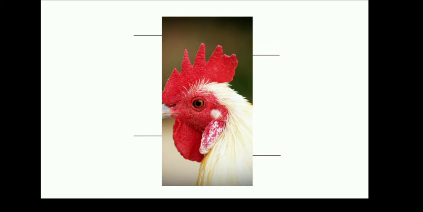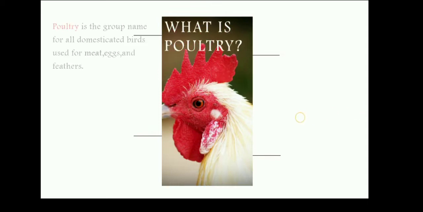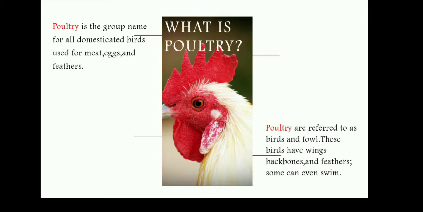So next slide is, what is poultry? Poultry is the group name for all domesticated birds used for, of course, meat, eggs, and feathers. Next, poultry are referred to as birds and fowl. These birds have wings, of course, and there are also backbones and feathers, and some can even swim, for example ducks. So ang mga ducks, pwede na silang manglangoy.